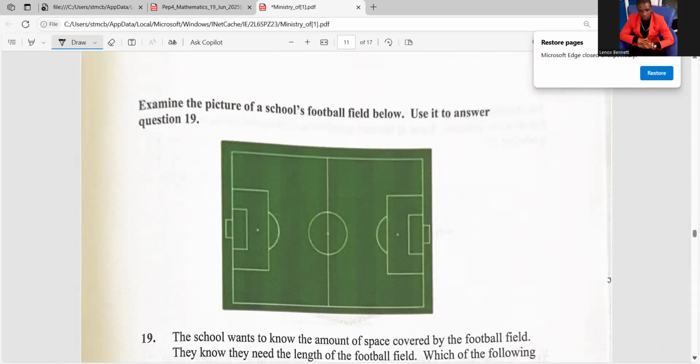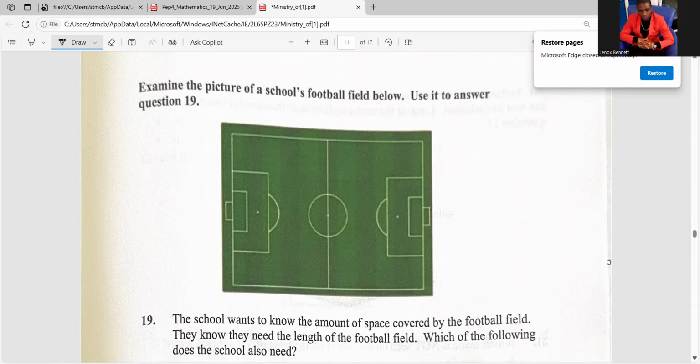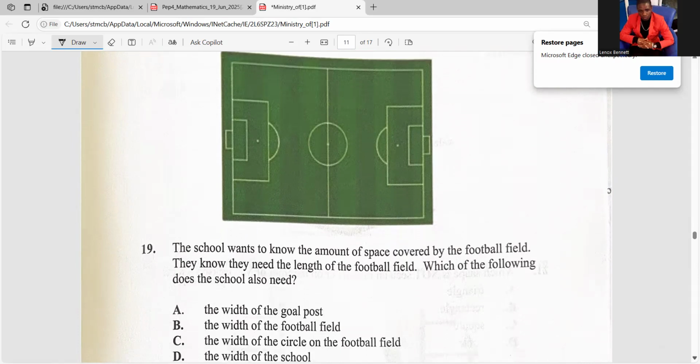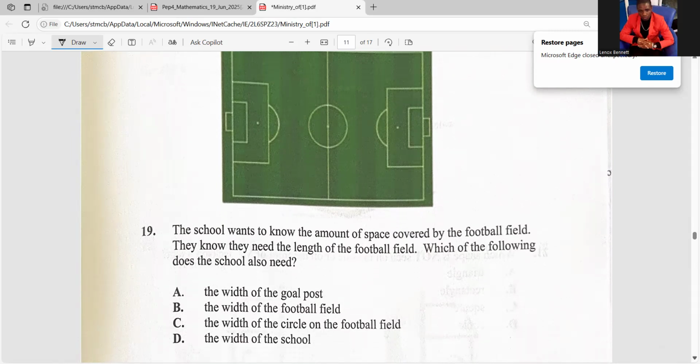All right, examine the picture of this football field. Use it to answer question 19. The school wants to know the amount of space covered by the football field. They know they need the length of the football field. Which of the following does the school also need? Is it the width of the goalpost, the width of the football field, or the width of the circle? That would be the width, right?